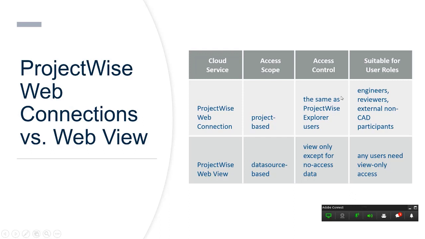But really, I just want to recap here in terms of access control. If you have read-write permission to a certain project, you can use your desktop client or consume the web connection service. You will have exactly the same access. If you are using web view, even if you have read-write permission to a certain project, as long as you are consuming the web view, you have view-only access.